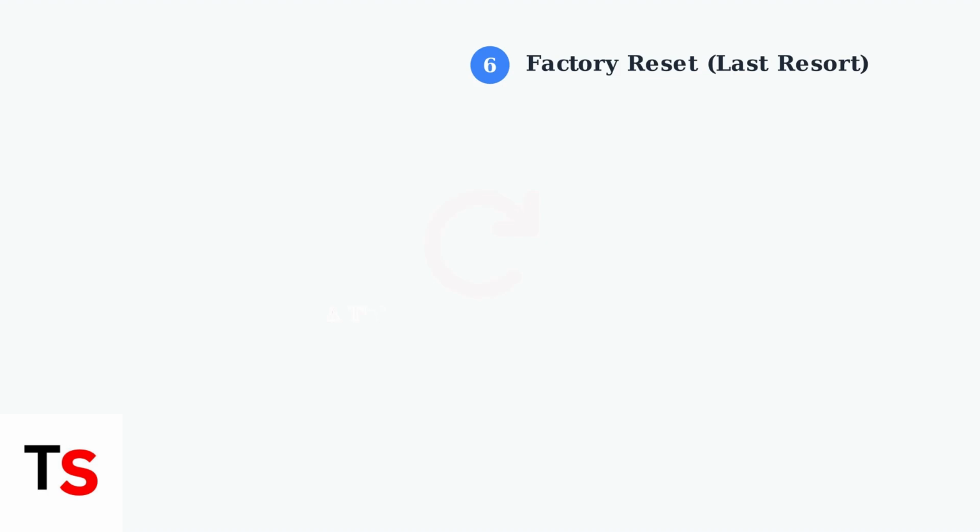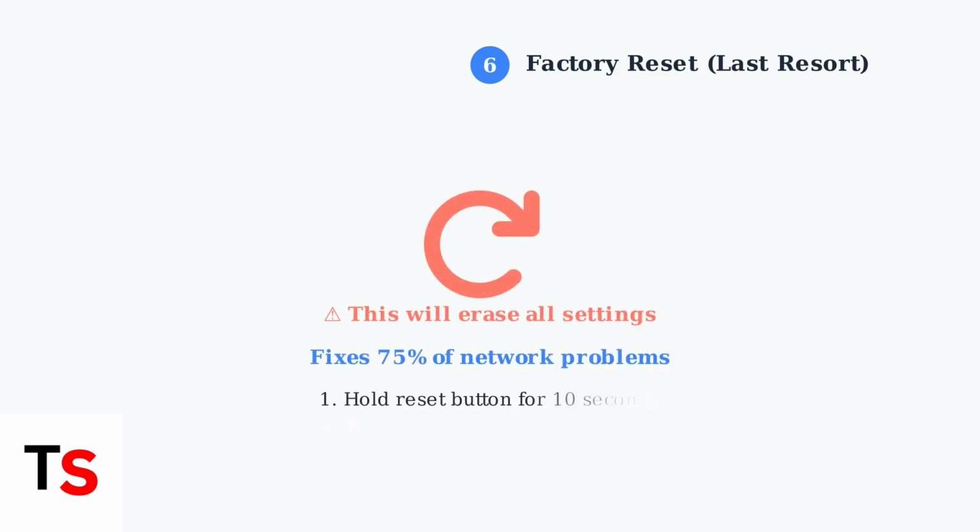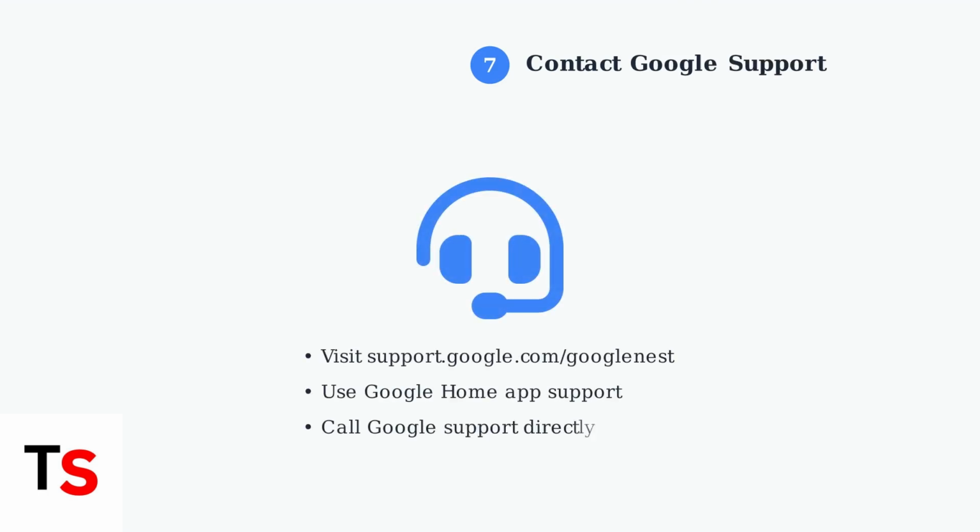As a last resort, perform a factory reset on your Google Wi-Fi system. This can fix up to 75% of network problems, but you'll need to set up your network again. If none of these steps resolve the issue, contact Google support for further assistance. They can provide advanced troubleshooting or determine if your device needs replacement.